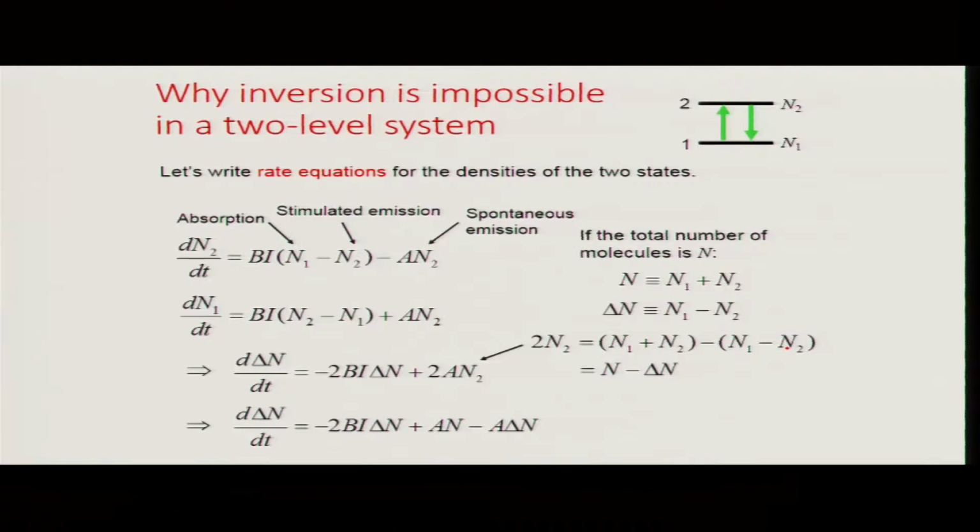So, the first question to ask then is, what happens when you consider the simple case that we have been treating right now, the two level system? It turns out that inversion is actually impossible in a two level system. So, how do you look at it?